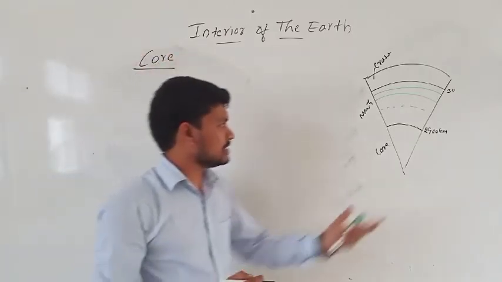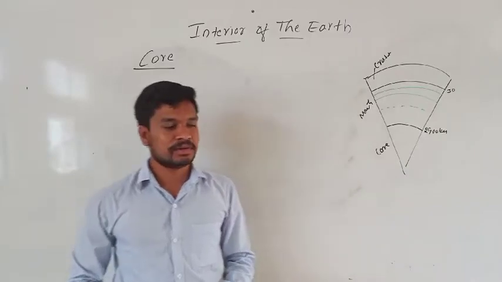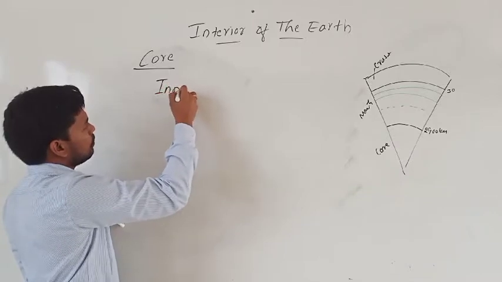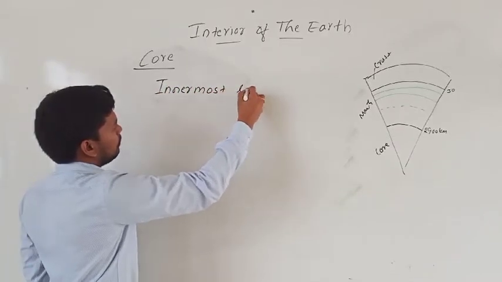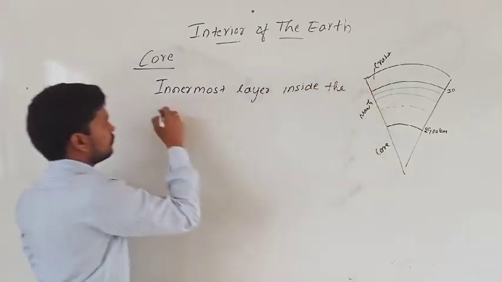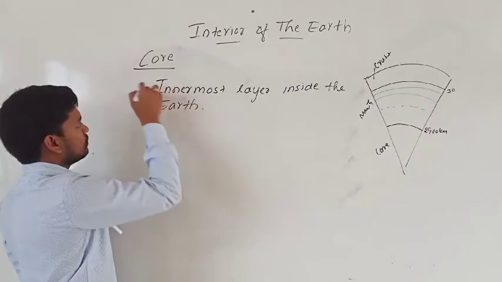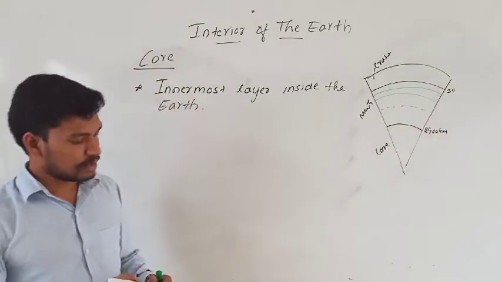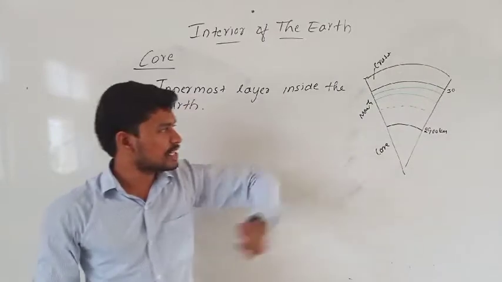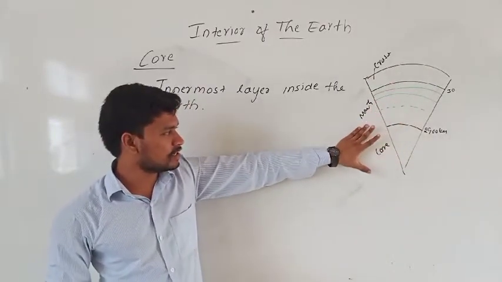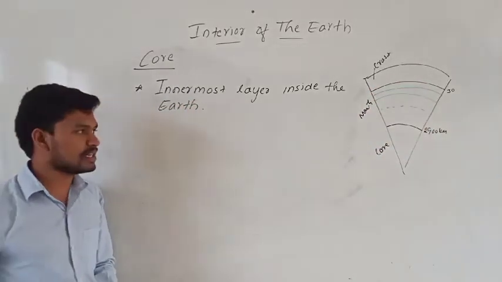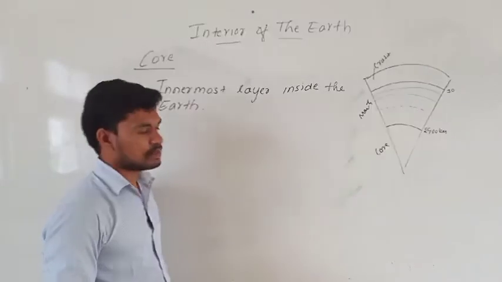The core is the innermost layer in the interior of the Earth. Like the crust and mantle are separated by the Moho discontinuity, here also we have a discontinuity which separates mantle and the core. It's called Gutenberg's discontinuity.